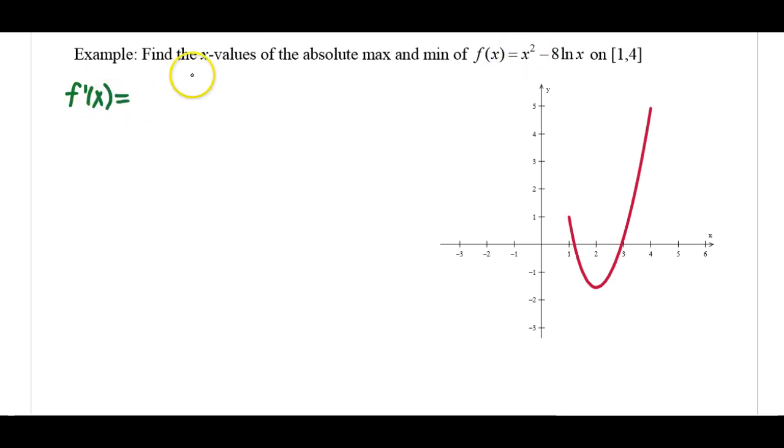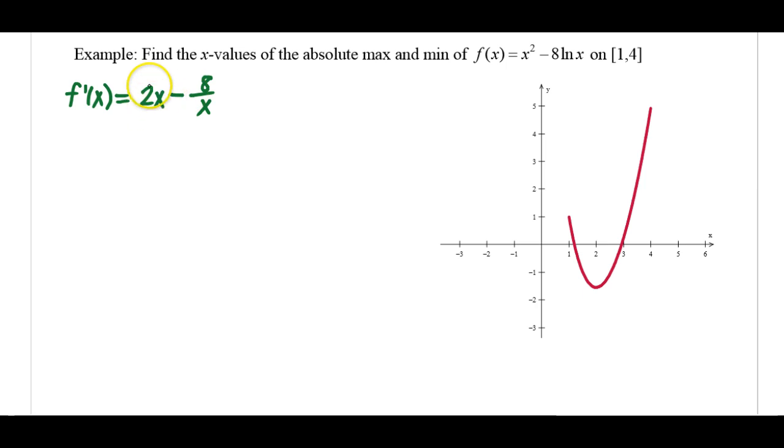The derivative of x squared is 2x minus, now the derivative of 8 natural log of x, 8 is a constant, so we'll ignore that for a second. The derivative of natural log x is 1 over x. So if I multiply 1 over x times 8, my derivative is 8 over x. And I would need to find where this is 0 or undefined.